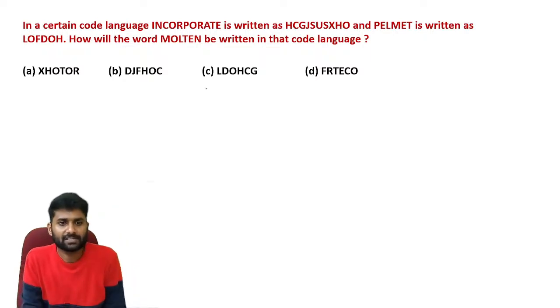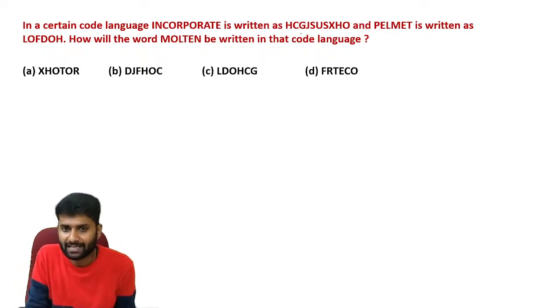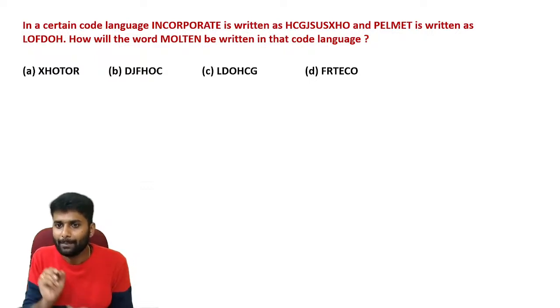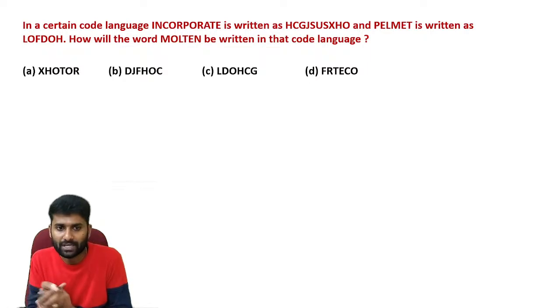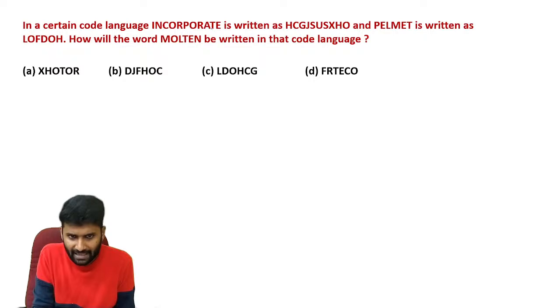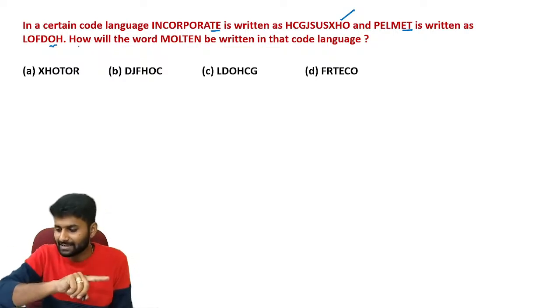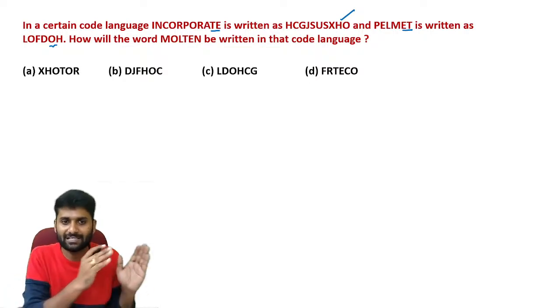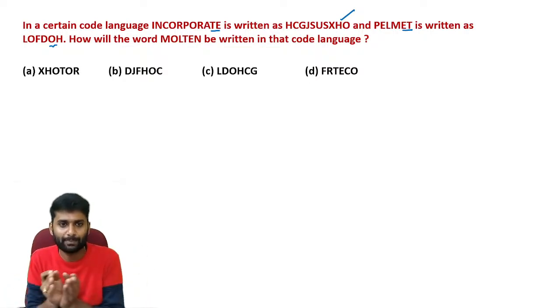Now see this question. In a certain code language, incorporate is written as HCGJSUSHXHO. Helmet is written as LOFDOH. How will the word molten be written in that code language? Again go through that. Here OH, definitely this is HO and OH. So you can say directly that it is coded exactly letter to letter. Means I is H, and C should be replaced by G. You can take directly letter to letter code like this.